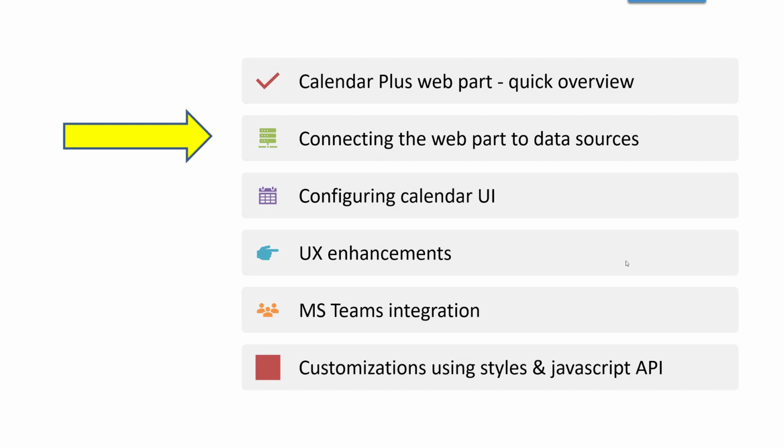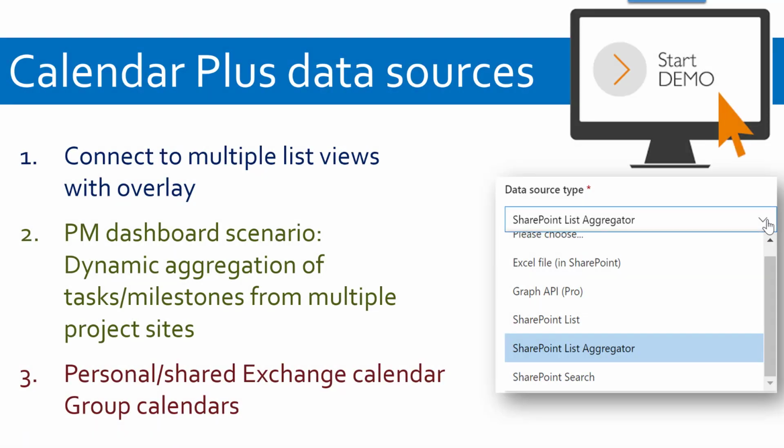So let's start from scratch. First thing you need to do when you work with the CalendarPlus web part is, after you add it to the page, you need to connect it to a data source. After you connect it to the data source, you configure its layout. So let's begin by connecting it to a data source, and I prepared three different examples. Let's begin with the first example and connect the web part to a list view.